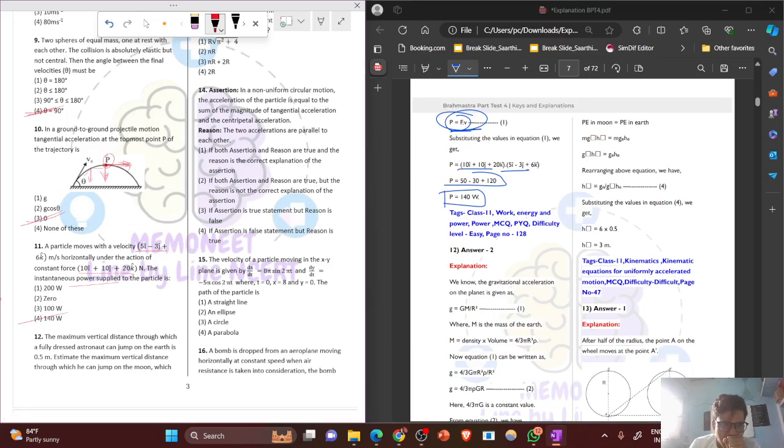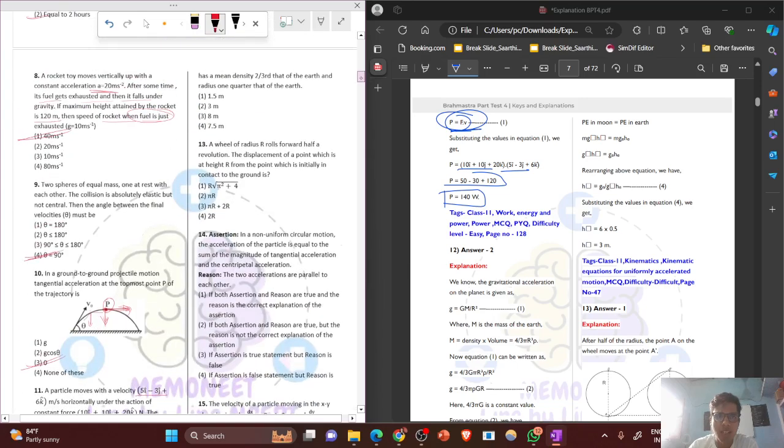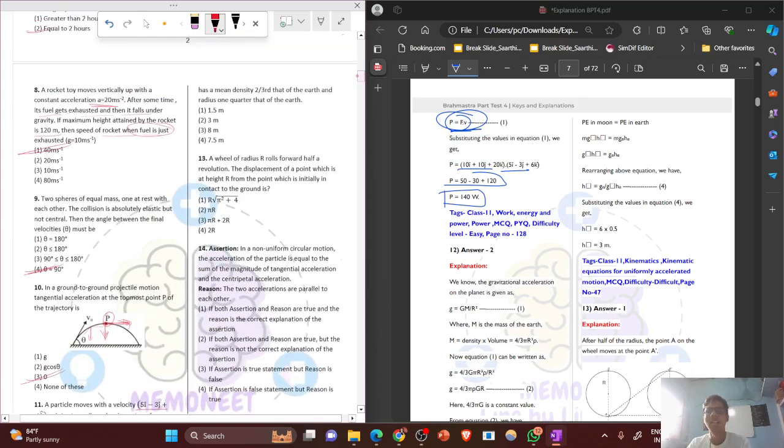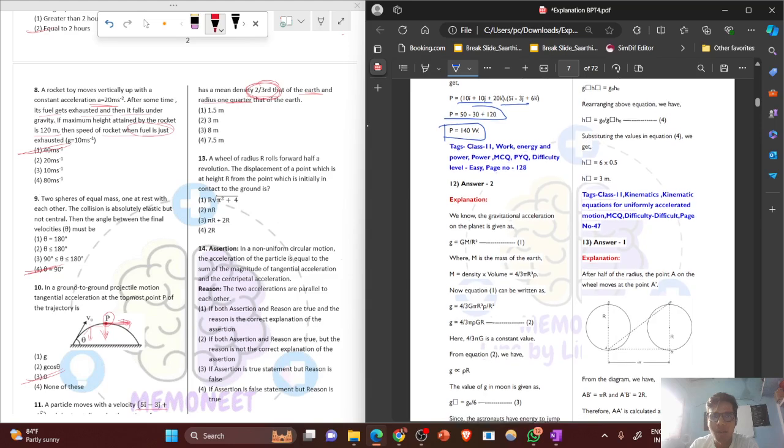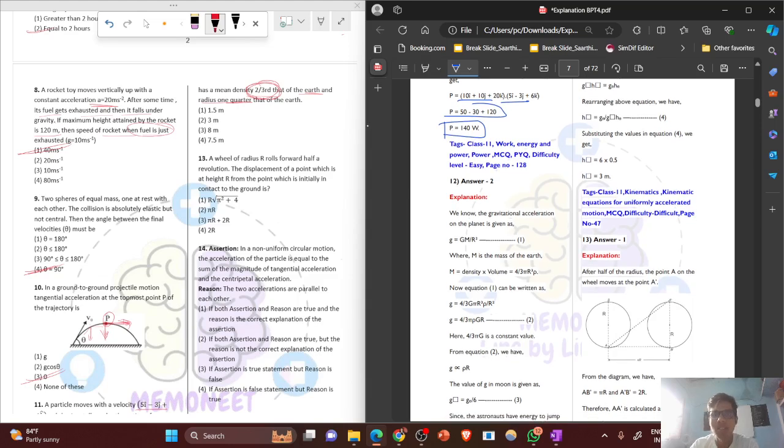The maximum vertical distance through which a fully dressed astronaut can jump on Earth is 0.5 meters. Estimate the maximum vertical distance through which it can jump on the moon. It's a gravitational question. It is asking the distance the astronaut can jump on the moon. The mean density of the moon is given relative to that of Earth. The relation of the radius is also given, which is 1/4 of that of Earth. It's a complete gravitational question about acceleration due to gravity. So we can just do it.